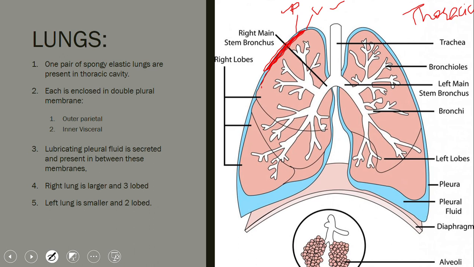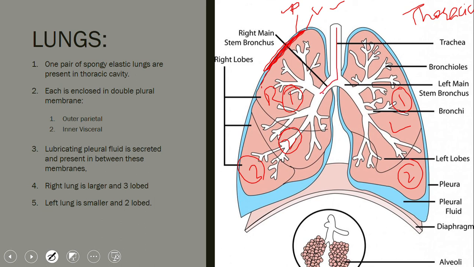So this covers the basic structure and how it is enclosed. It is a vital organ, it has to be protected, so it is enclosed by the two membranes. Then you can see there is a right lung which is larger, and a left lung which is a little smaller. The right lung is larger and three-lobed: one lobe, two lobes, and this is the third lobe. The left lung is a little smaller, made up of two lobes, one lobe and two lobed. Here also you can see this is the trachea.